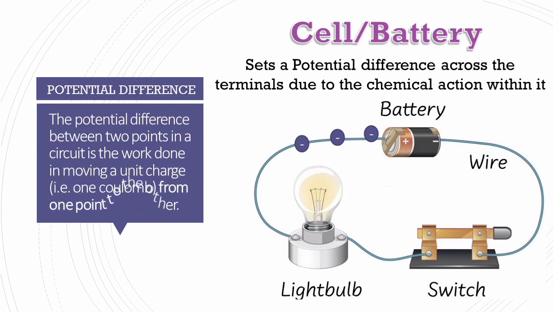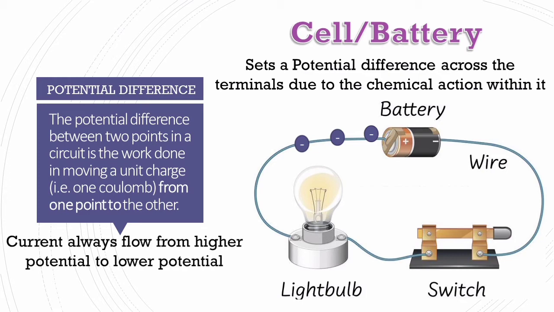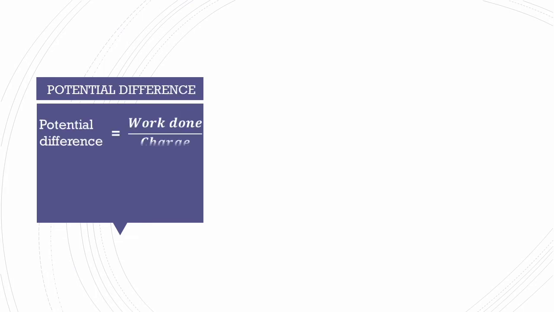When the cell is connected to a circuit, the potential difference sets the charges in motion in the conductor and produces an electric current. Current always flows from higher potential to lower potential. Now let's give a mathematical expression for potential difference. We learnt that potential difference is work done per unit charge. So, potential difference is equal to work done divided by charge. We use the capital letter V to represent potential difference. So, V is equal to W by Q.